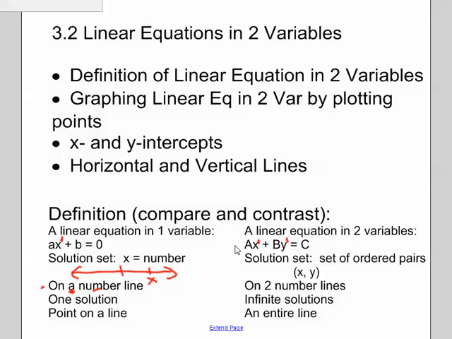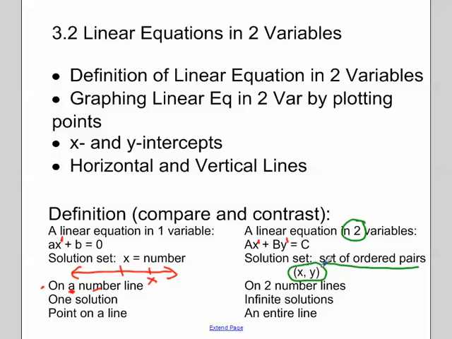Now, how about a linear equation in two variables? Now we've got two variables: ax plus by equals c. Our solution set is essentially a set of ordered pairs, x comma y. For any x that you put in here, y is going to change a little bit, and for any y that you put in, x is going to change a little bit, to make the equation balance.